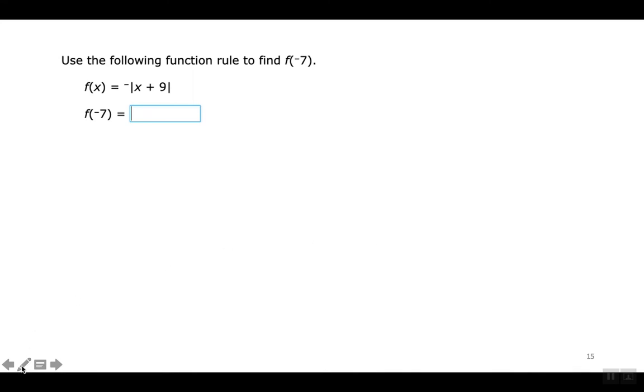Okay, now look at this one. They want you to find f of negative 7. Alright, this one you should pay attention also. Alright, so when I substitute the negative 7 where x is, I got this.